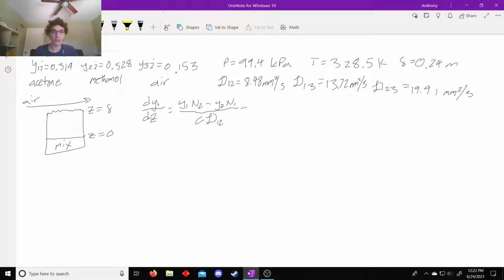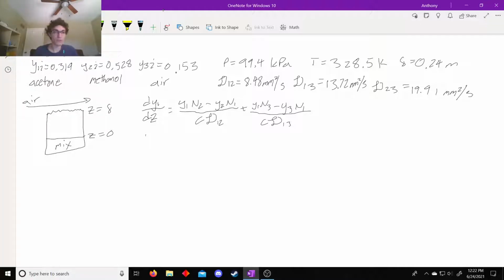Then to that we're going to add the exact same expression, but instead of between 1 and 2, we're going to do it between 1 and 3. So we're going to write the exact same thing. We're just going to replace the 2's with 3's. And this equation right here is really describing the interactions between component 1 and component 3, or between component 1 and 2 and 1 and 3.